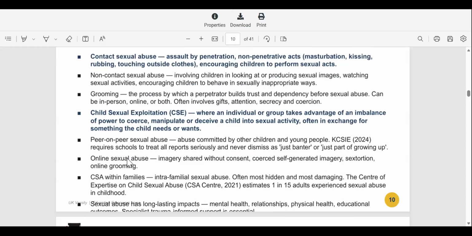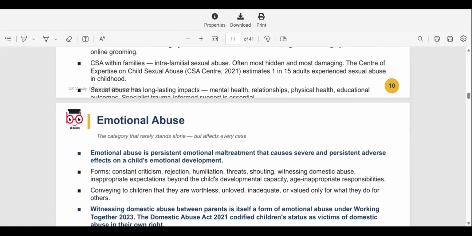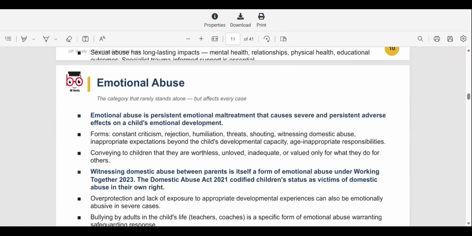Sexual abuse is any sort of forcing or enticing a child into any sort of activity, including non-penetrative acts such as kissing, rubbing. Non-contact sexual abuse is involving children. It could be contact like touching, assault, or penetration. Grooming, it could be inappropriate sexual communication. Non-contact, such as involving the child in any sort of photos. Online sexual abuse, sharing any images. And sexual abuse is long lasting and it impacts on their mental health as well.